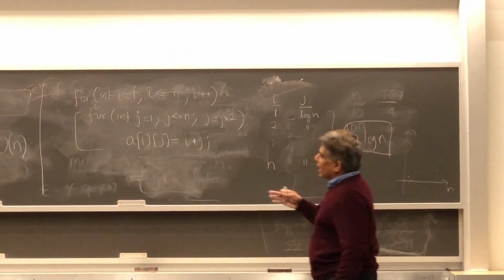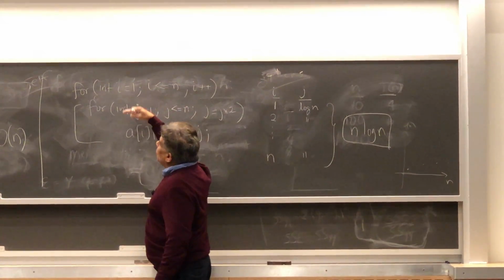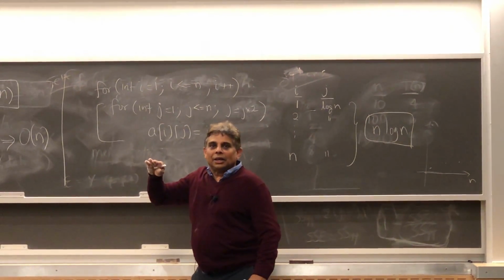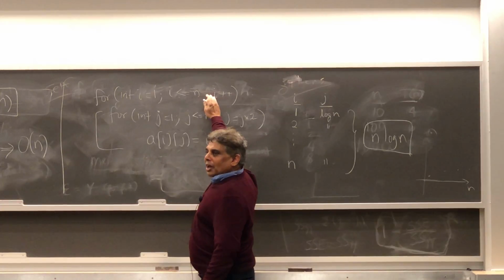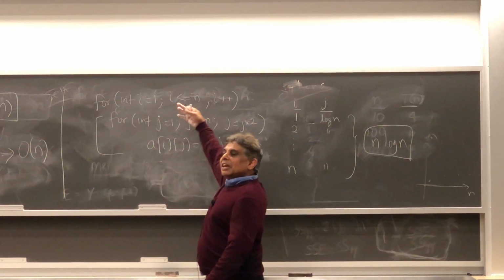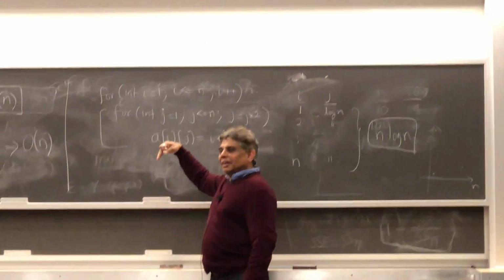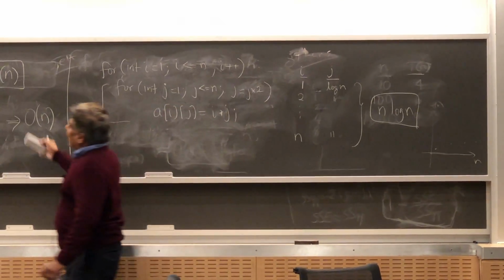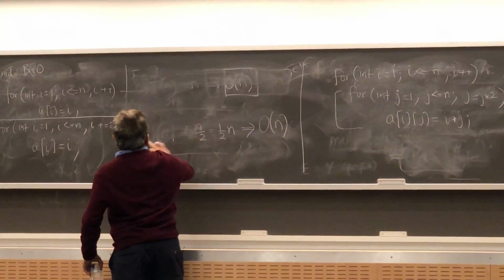The only way I can say that is that if two things are independent, it's okay to know how many times this runs and how many times this runs, and just multiply them. But you couldn't do that if you have a situation like this.